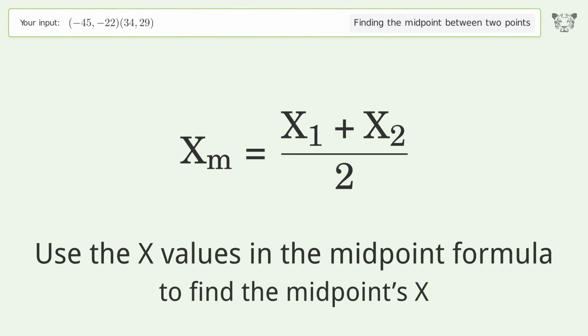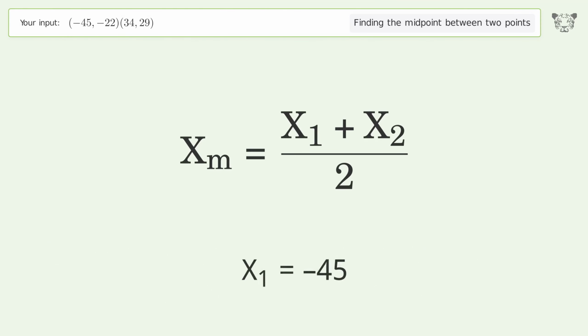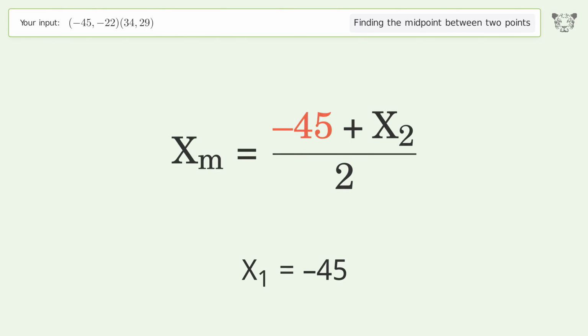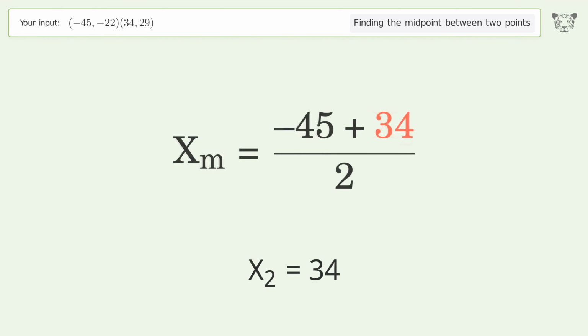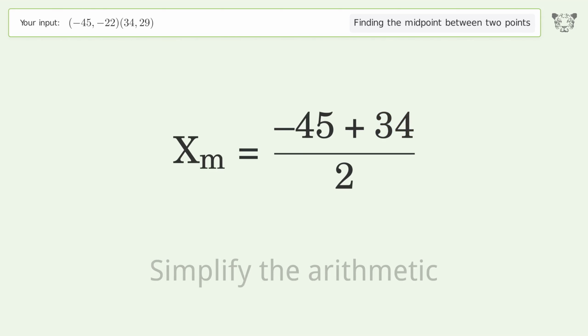Use the x values in the midpoint formula to find the midpoint's x. x1 equals negative 45. x2 equals 34. Simplify the arithmetic.